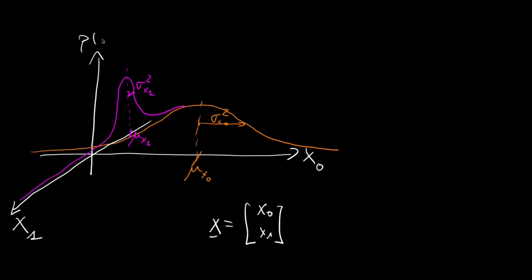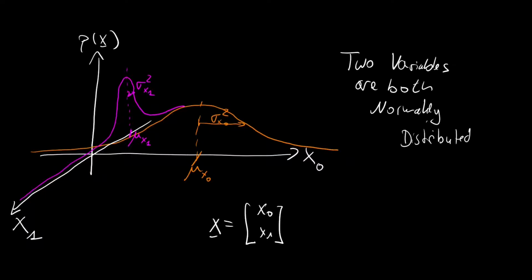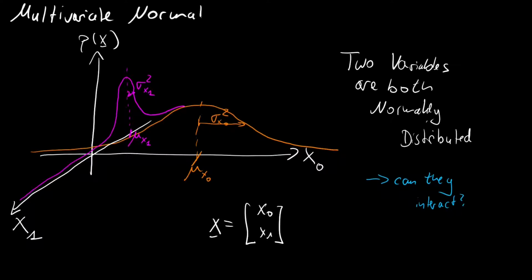Let's create a joint random vector consisting of these two random variables. Then our plots are just slices from a 2D probability density function. But can they also interact with each other? Welcome to this video where we'll introduce the multivariate normal distribution.